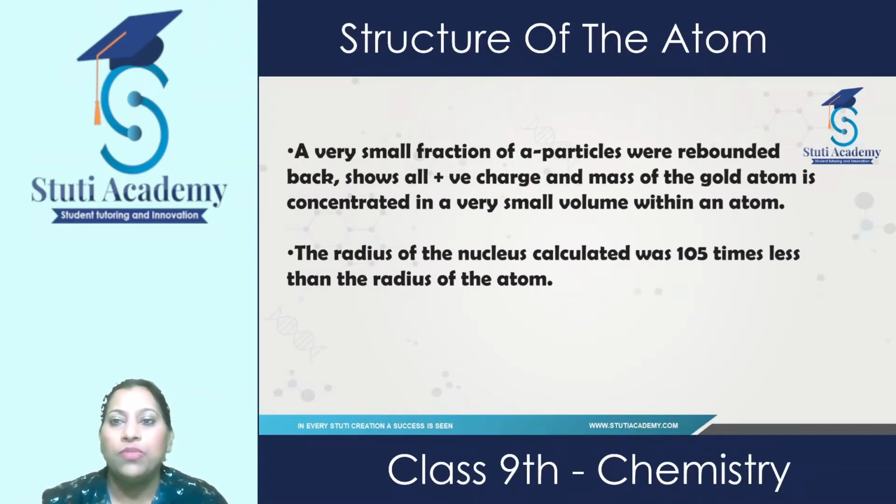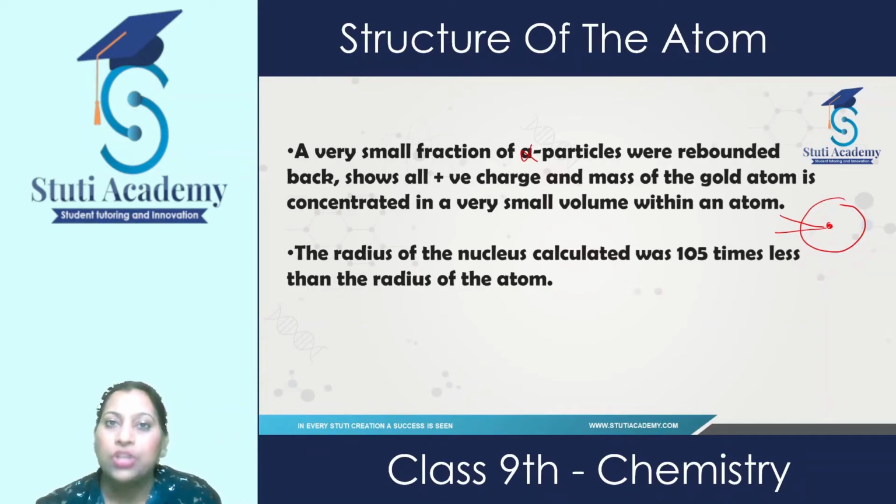The next conclusion was that a very small fraction of alpha particles rebounded. It means in an atom, in a very small area, the mass of the atom is present. That is the reason that after striking a very heavy substance, they rebound. But only a few fractions of alpha particles were rebounded. It means that mass is present in a very small space.